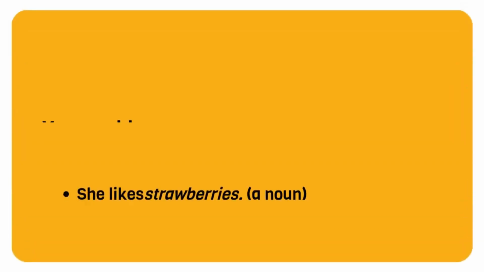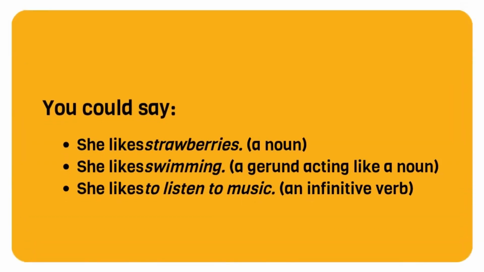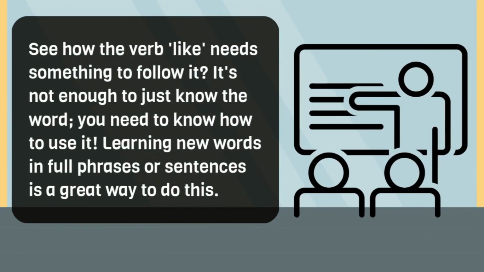You could say, she likes strawberries, a noun. She likes swimming, a gerund acting like a noun. She likes to listen to music, an infinitive verb. See how the verb like needs something to follow it? It's not enough to just know the word. You need to know how to use it. Learning new words in full phrases or sentences is a great way to do this.